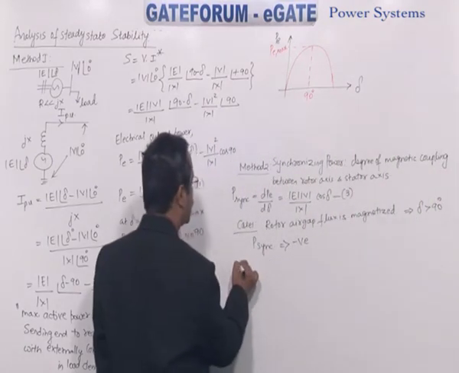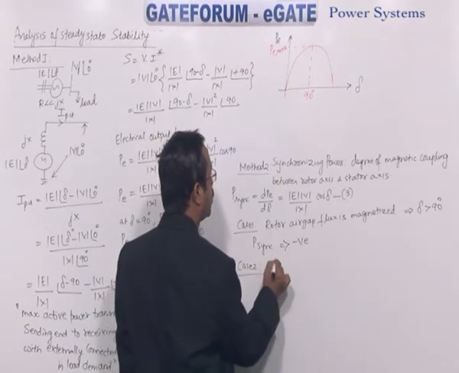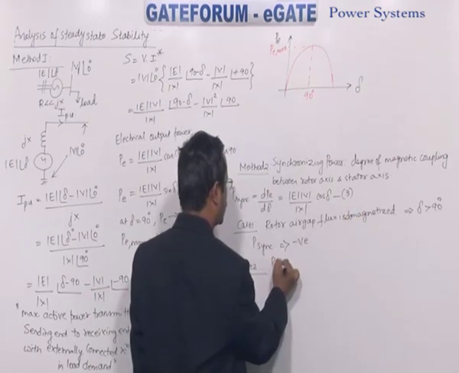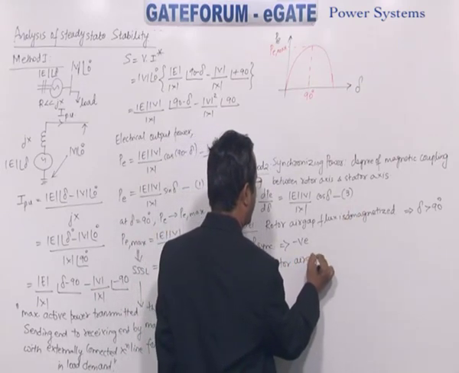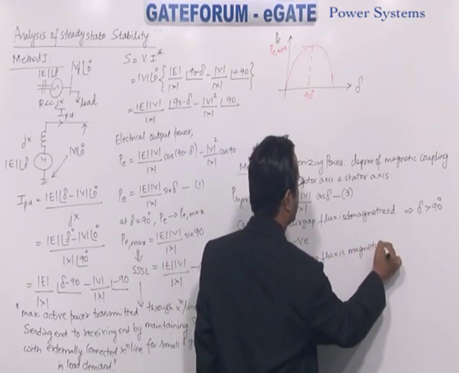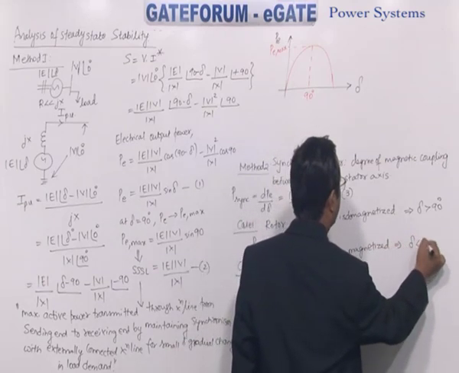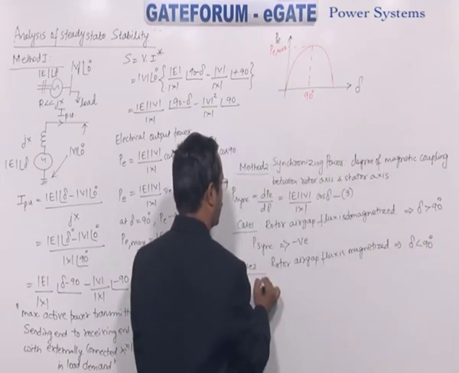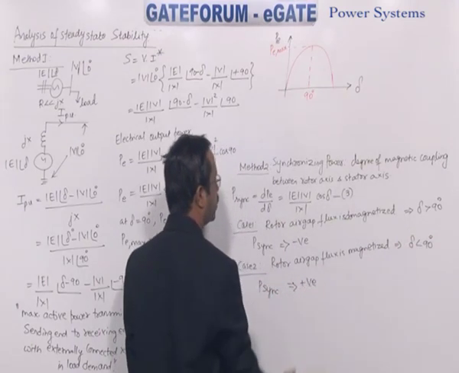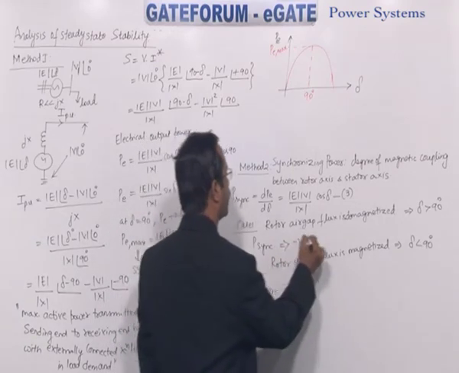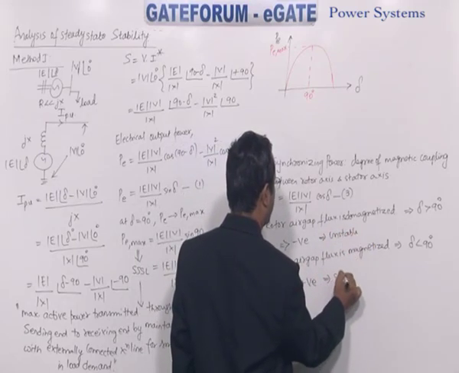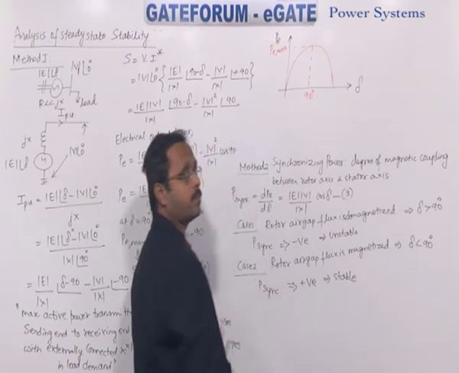Then what about case 2 now? Here it is the demagnetized case. Case 1, and now case 2, the rotor air gap flux is magnetized. For this condition, what is the value of delta? Less than 90. Then what is the synchronizing power? Cos less than 90 is positive. If synchronizing power is negative, the system is unstable. Synchronizing power positive, what about the system? Stable.